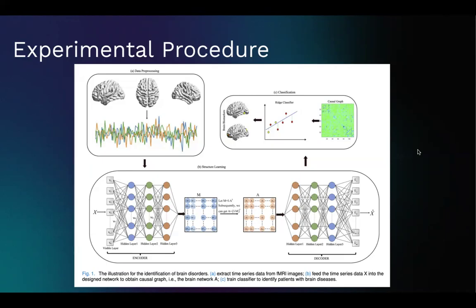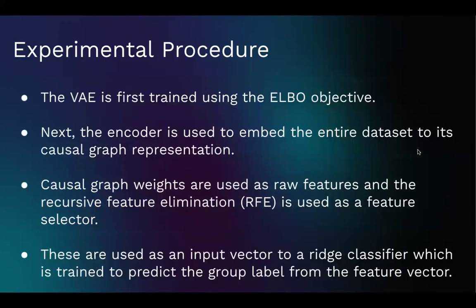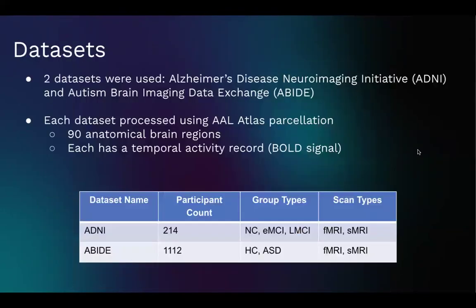They did this and compared it to a few different ways to represent the causal relationships in the brain. They did this with two data sets: the ABIDE and the ADNI data sets. And again, they used the AAL atlas parcellation.